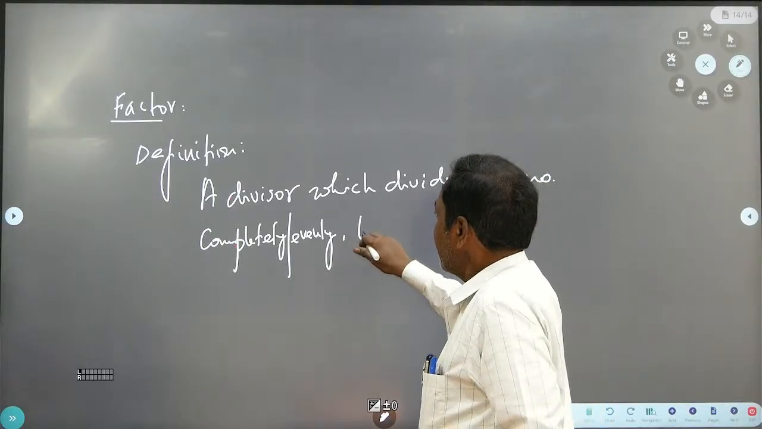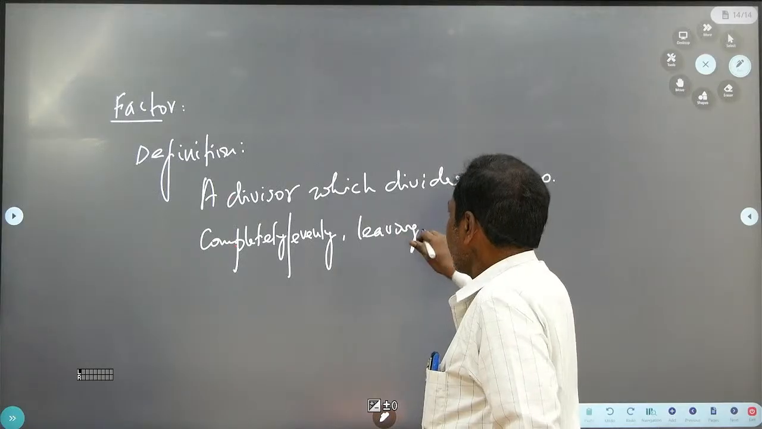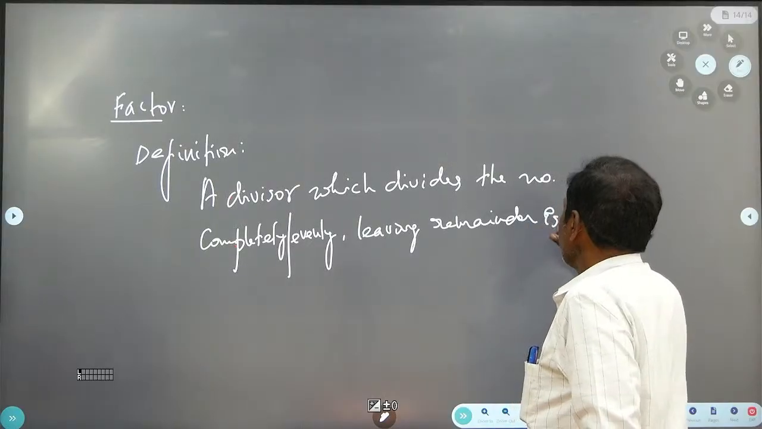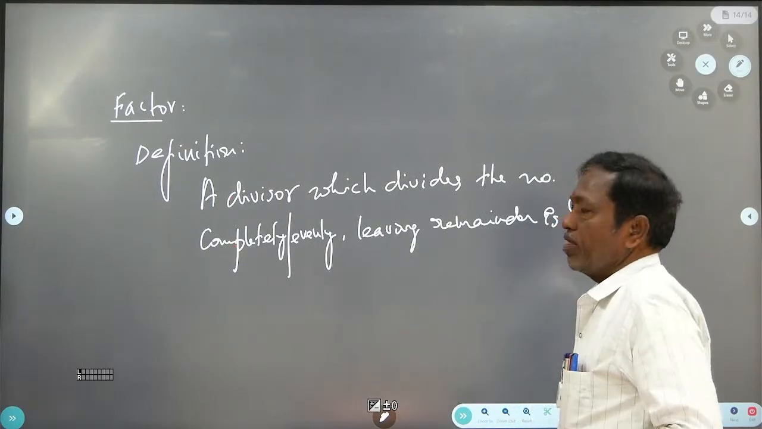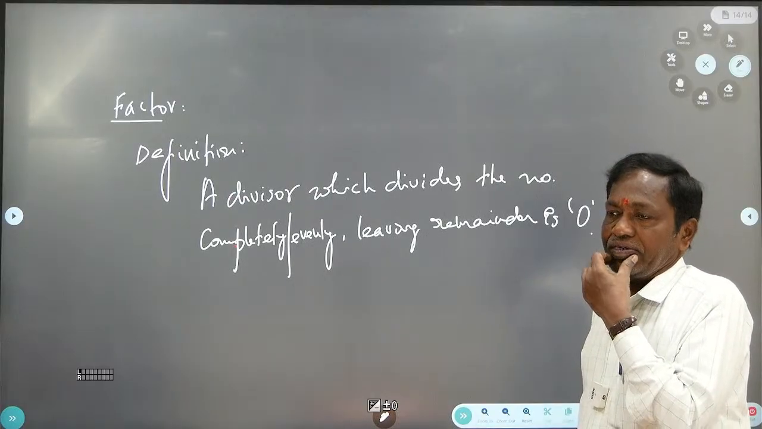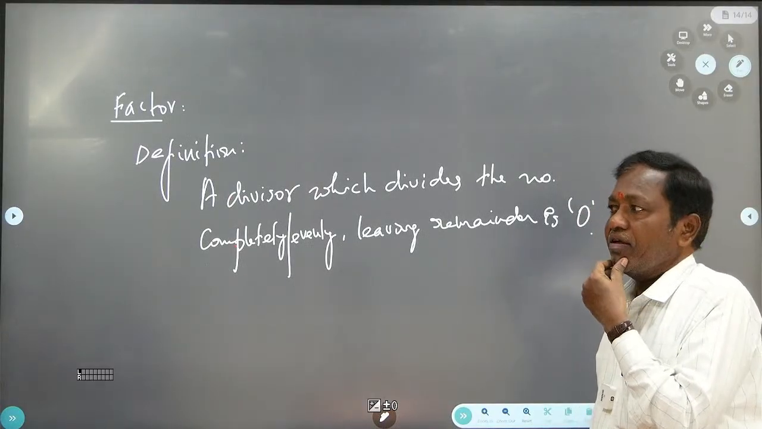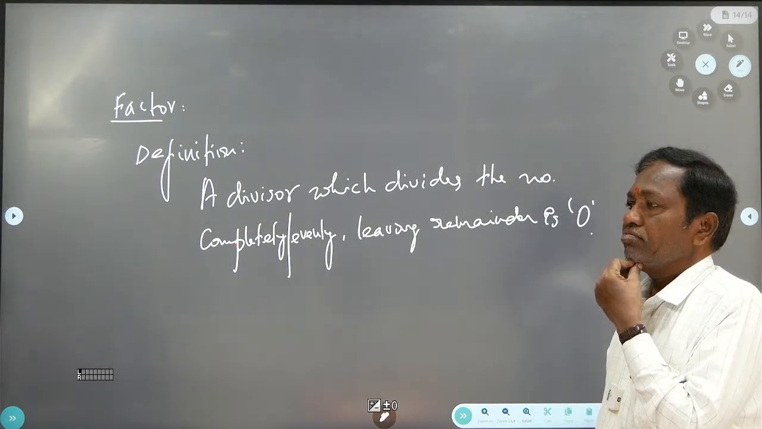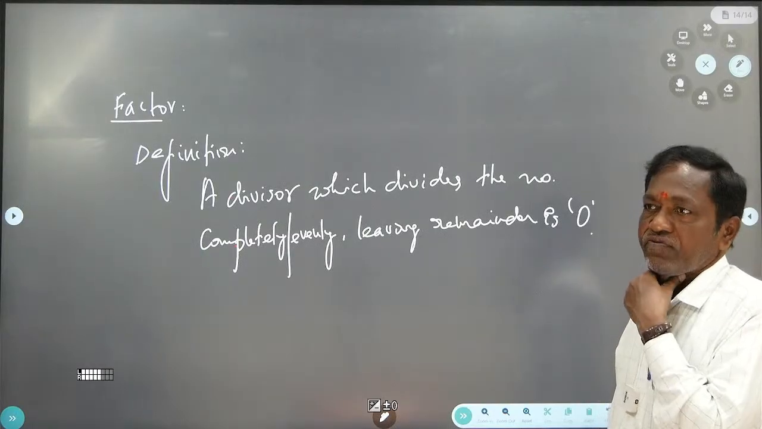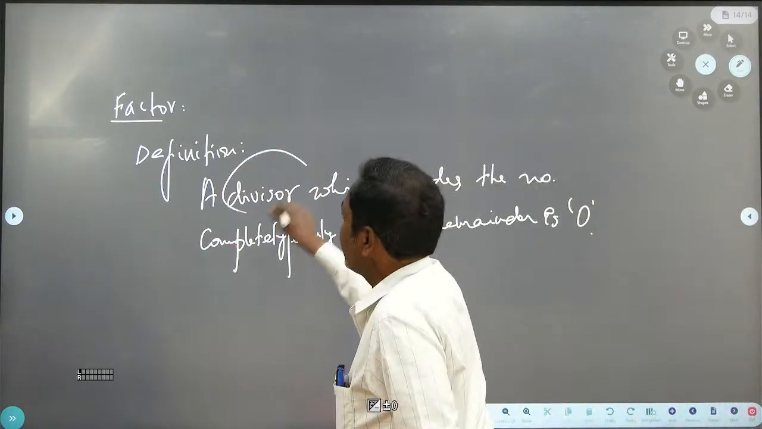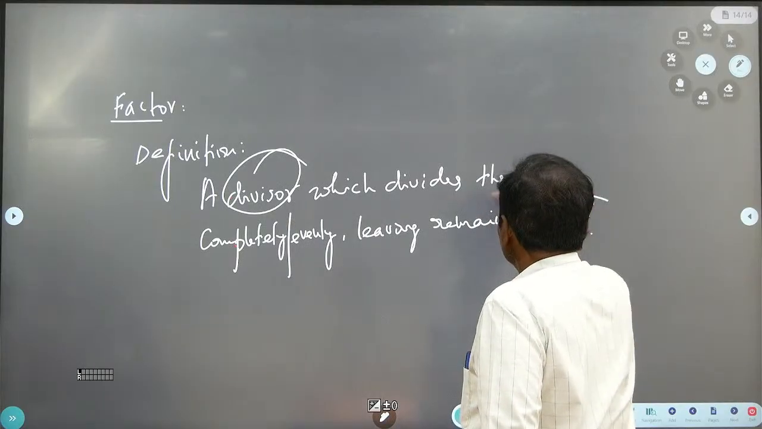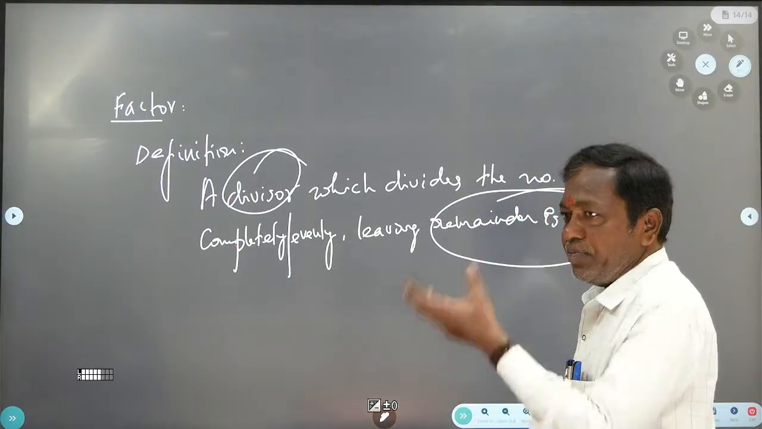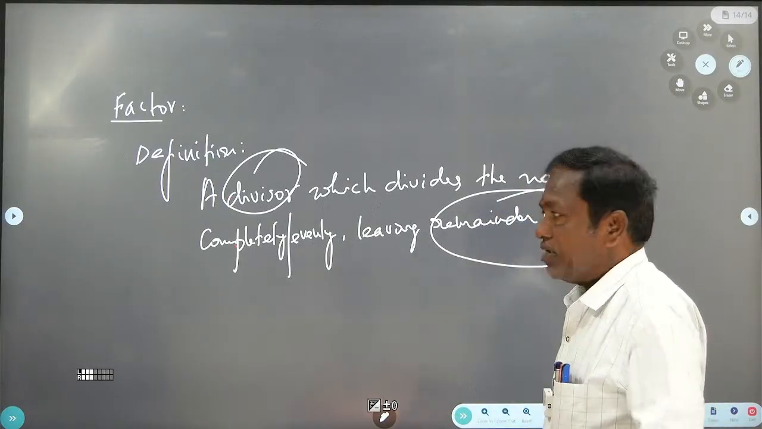Completely, leaving remainder is 0. That's the thing. That's known as a factor. So you can say a divisor, leaving remainder 0, like that. So a certain number has to be divisible by a certain divisor completely, in other words.